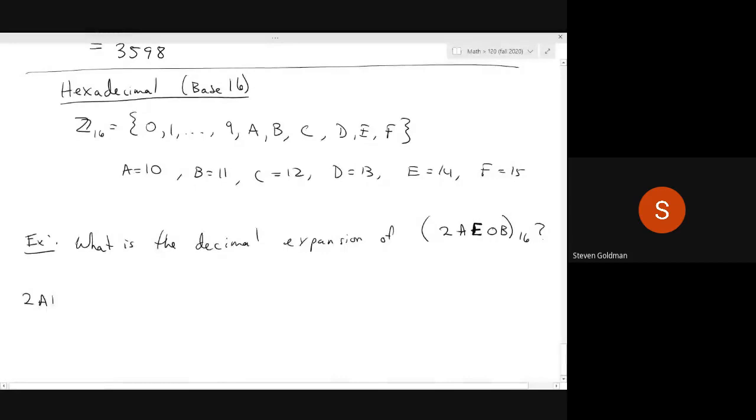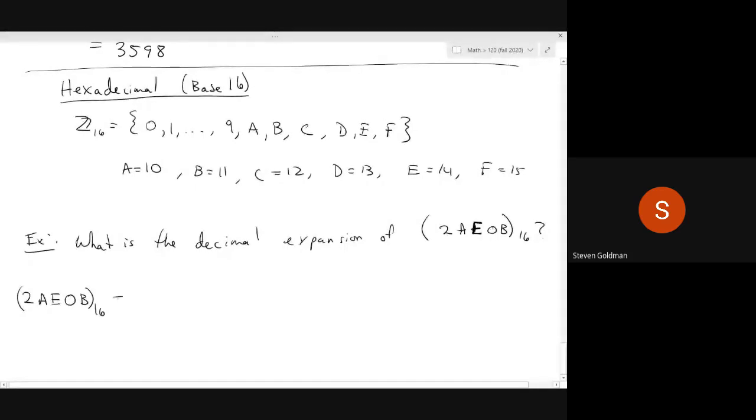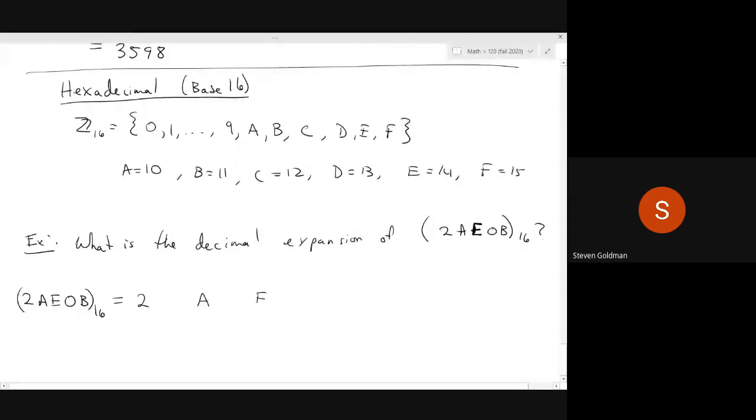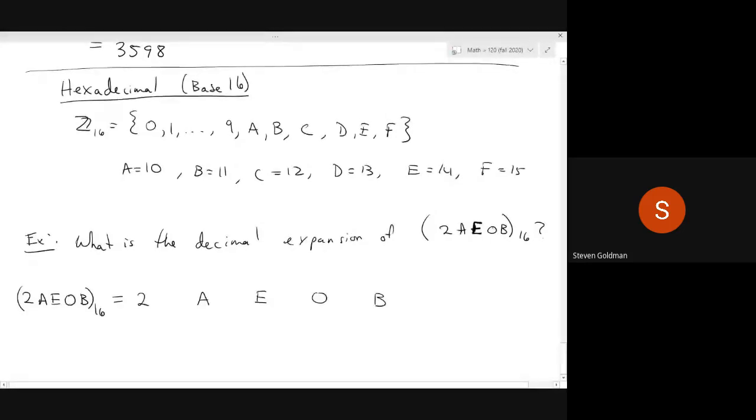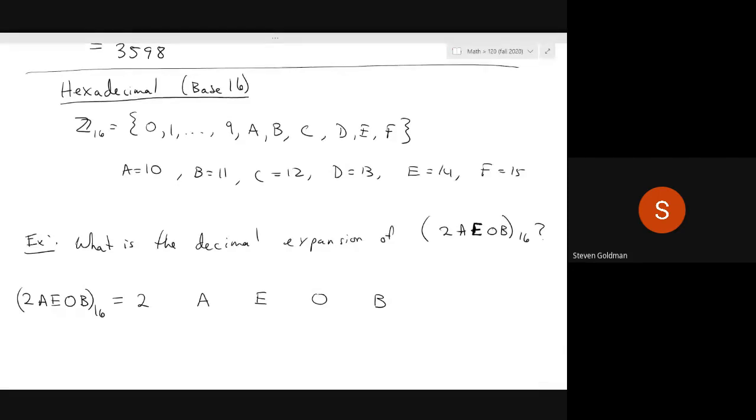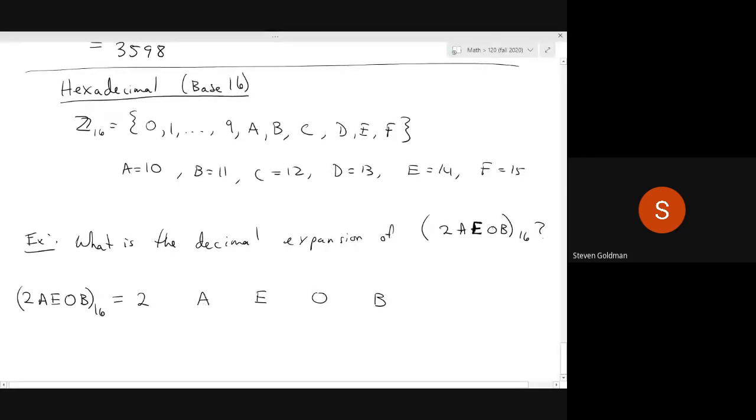The same thing we did before, except now we're multiplying by powers of 16. So I'm going to space out all of my digits here, 2AE0B. The second answer to your question, by the way, is that if instead of A, I wrote 10 here, I wouldn't know that it's 10. I would think it's 1 and 0 separately. I wouldn't know that they're together.